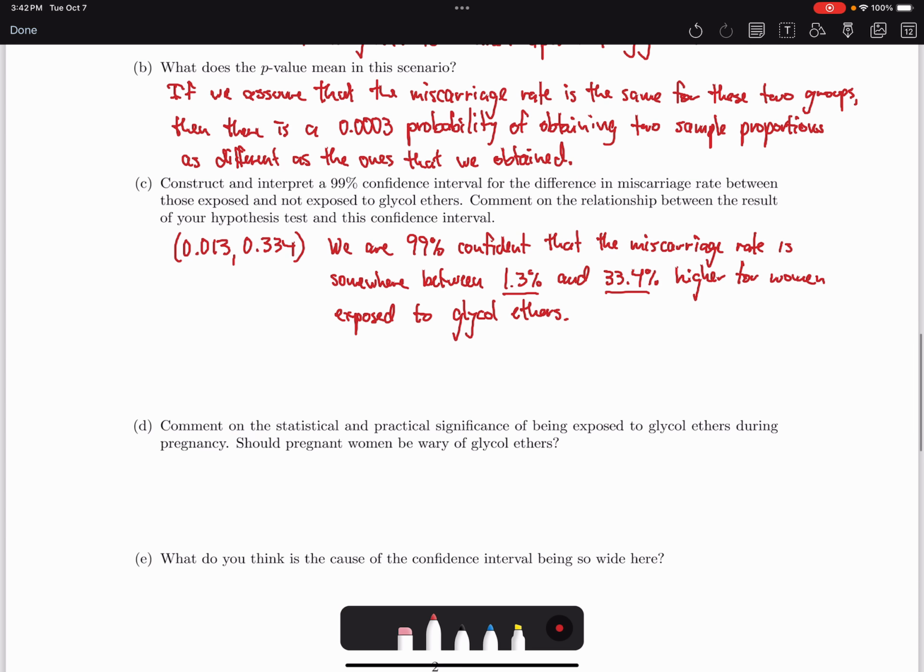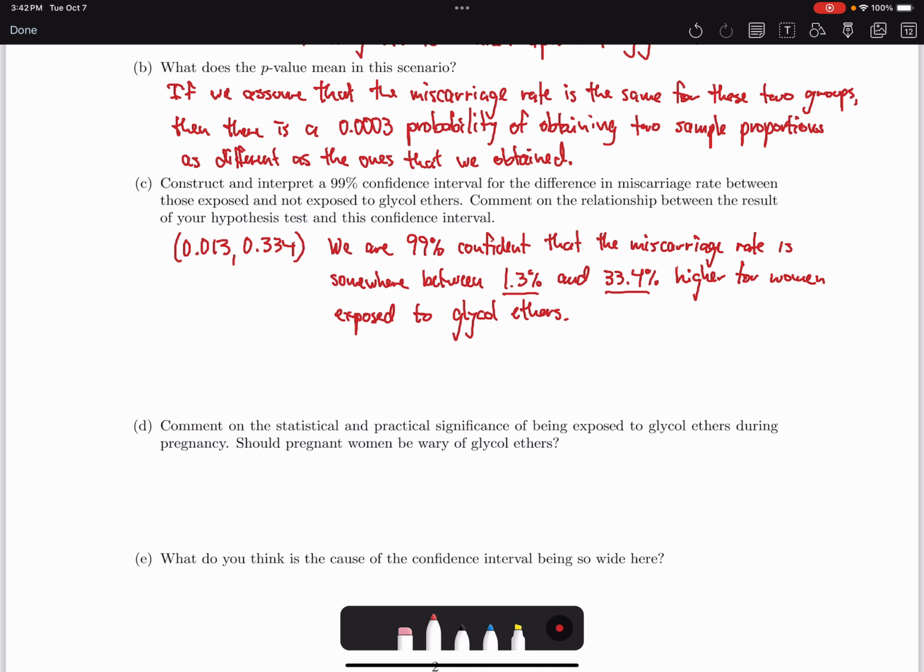But what's the relationship between the result of our hypothesis test and our confidence interval? Well, as I just said, the hypothesis test told us if there was a difference, and the answer was yes. And the confidence interval is telling us how big the difference is, right?